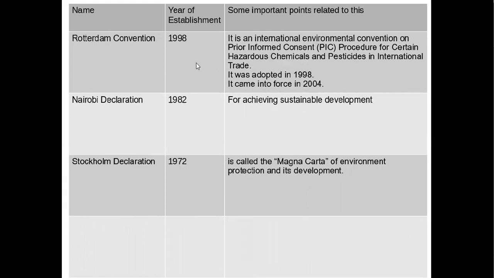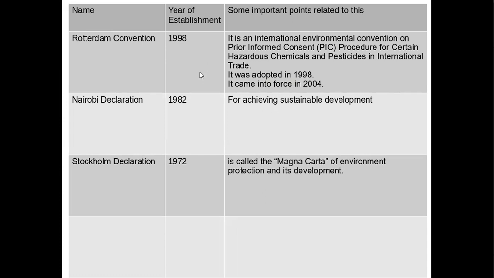And another important convention is the Rotterdam Convention. It is also an international environmental convention on the prior informed consent procedure for certain hazardous chemicals and pesticides in international trade. And it was adopted in 1998 and came into force in 2004.